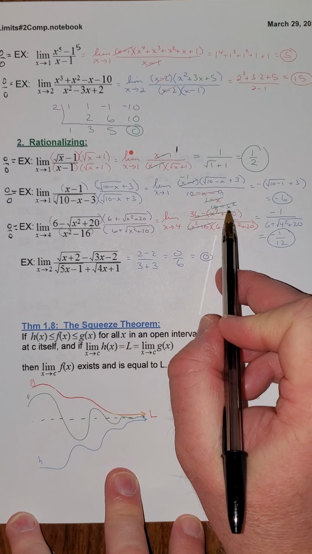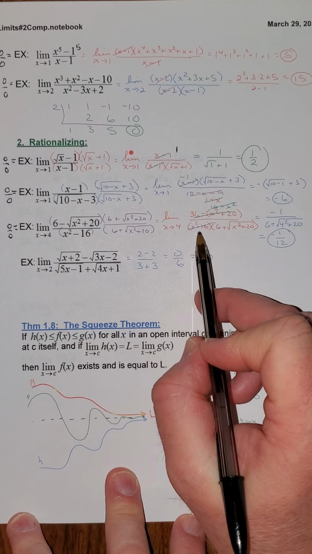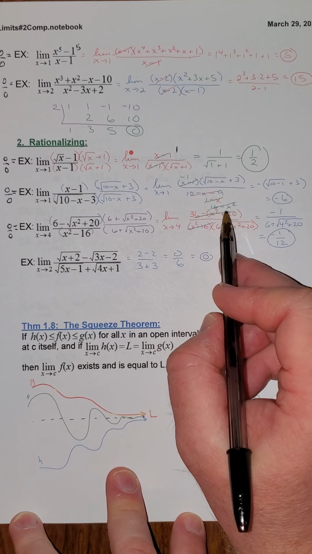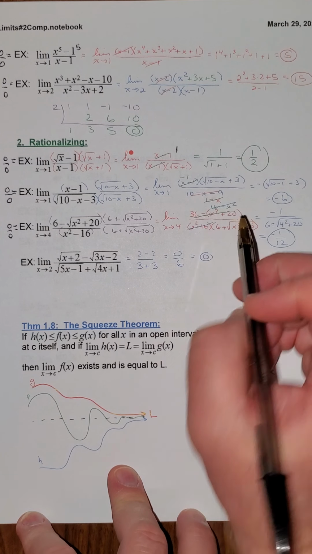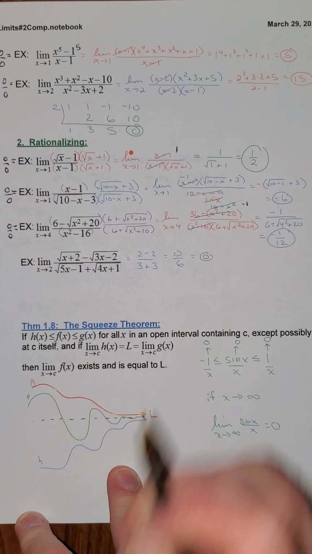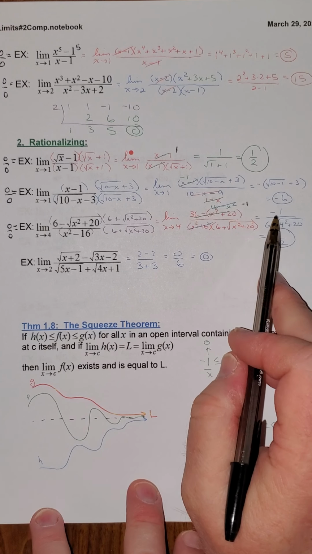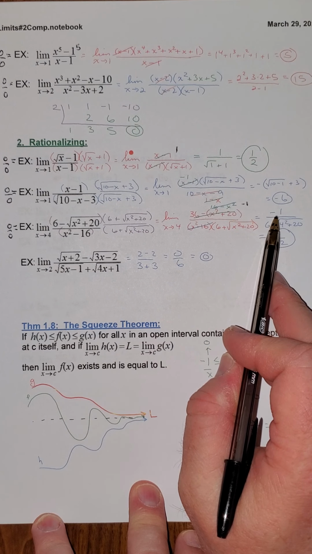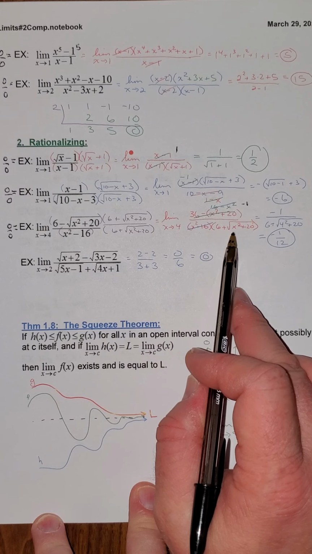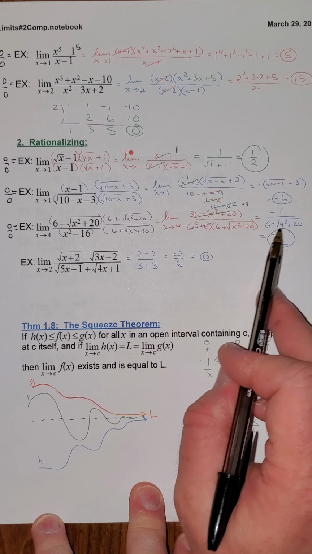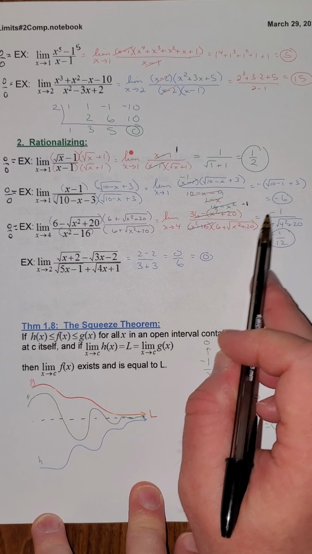Remember again, that's the opposite of the bottom. So when I canceled out that 16 minus x squared and that x squared minus 16, I got a negative 1 on the top. That's where this negative 1 comes from. On the bottom, I'm left with 6 plus radical x squared, so that would be 4 squared plus 20. Evaluate all of this.